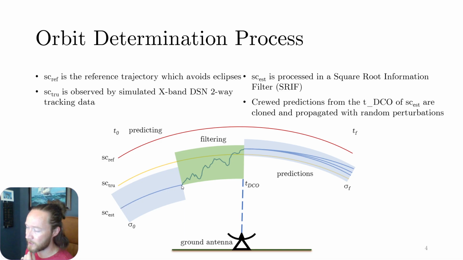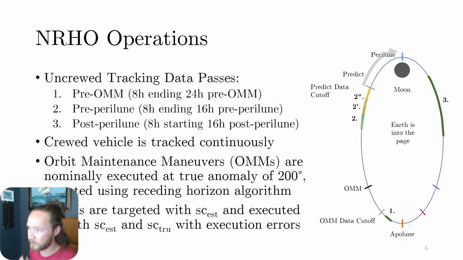We predict over some time span until we receive tracking data. We filter that data over time until the end of the tracking data span. From there, we produce predictions into the future, and we can say that Perilune is somewhere over here. You see that there are multiple predictions coming off of a single solution, and that accounts for when we're crewed, we have random desaturations, so we create multiple predictions from a single solution, so that each one gets random perturbations to create a proper variance of predictions from a single solution.